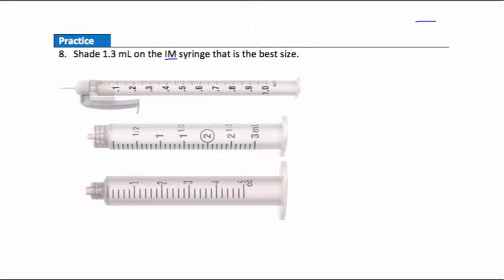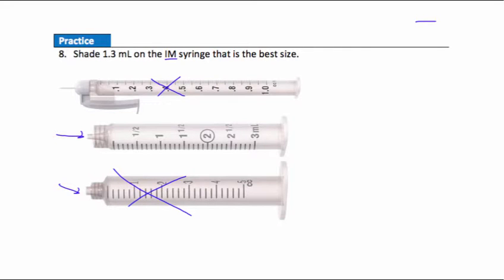Okay, so we want to shade 1.3 milliliters. The 1 milliliter syringe is not going to be big enough. We can't use that. So really we have a choice of either the 3 milliliter syringe or the 5 milliliter syringe. Well, always choose the smallest one that's going to do the job. So we're not going to use the 5 cc syringe here either.